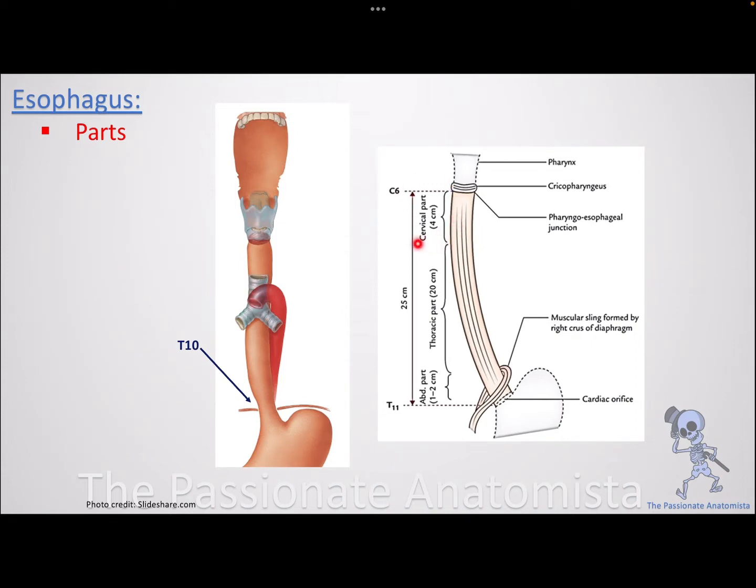So in the esophagus, we have three important parts. The first part is the cervical part. It's at your neck, the cervical region. The second part is the thoracic. It's at the thoracic region. And the third part, which is the smallest part, is basically around 1 to 2 centimeters only, and that is going to be the abdominal part here. So the first part is around 4 centimeters, the second part is around 20 centimeters, and the last part is around 1 to 2 centimeters.